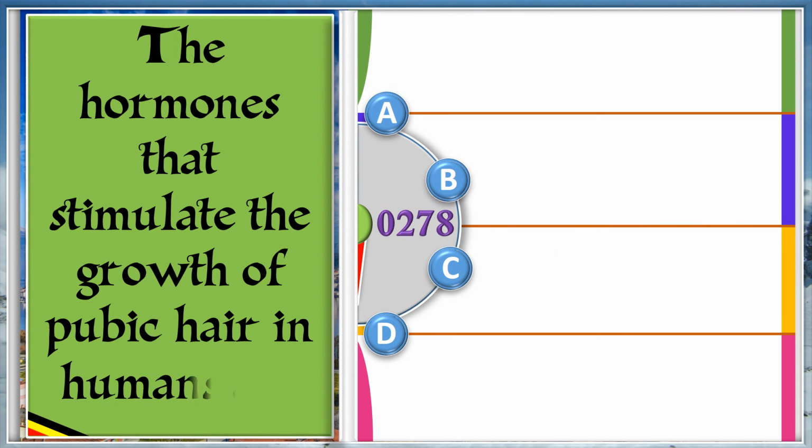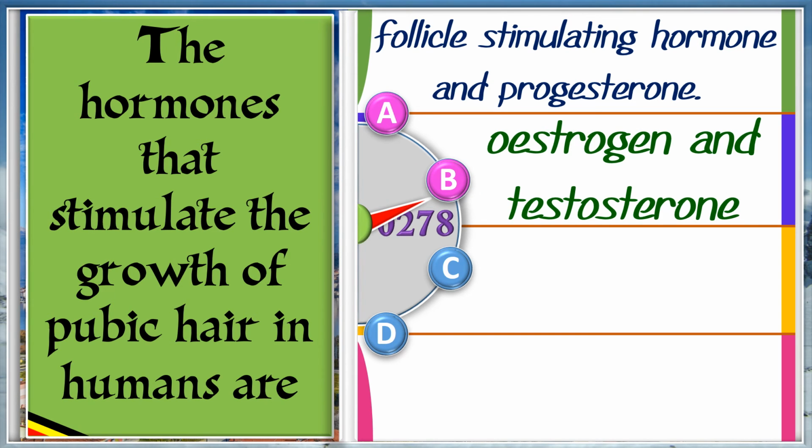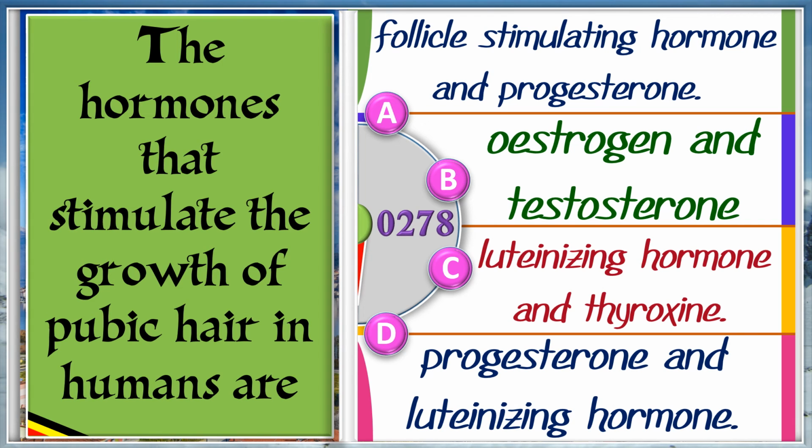The hormones that stimulate the growth of pubic hair in humans are: A. Follicle-stimulating hormone and progesterone. B. Estrogen and testosterone. C. Luteinizing hormone and thyroxine. D. Progesterone and luteinizing hormone. And the answer is B. Estrogen and testosterone.